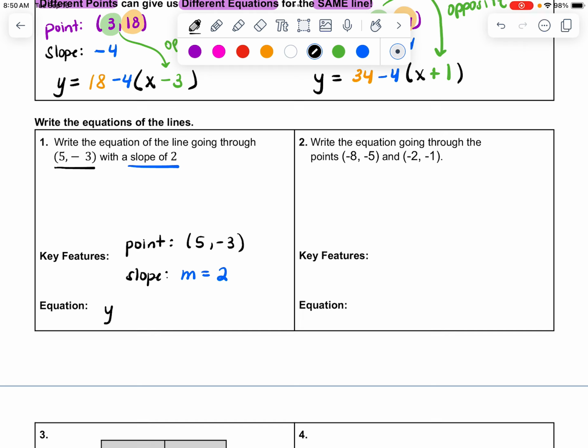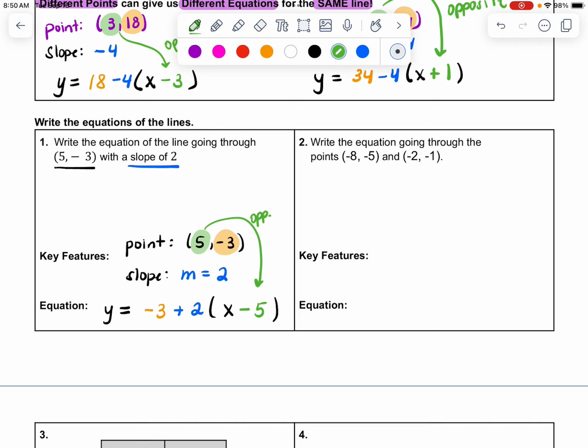So I'm going to start with y =, then I'm going to put my y number, which is -3. My slope number goes in the middle of the equation, (x, and then I'm going to fill in my x number. But my x number is going to be the opposite. So instead of writing x + 5, I'm going to write x - 5. And I'm done.